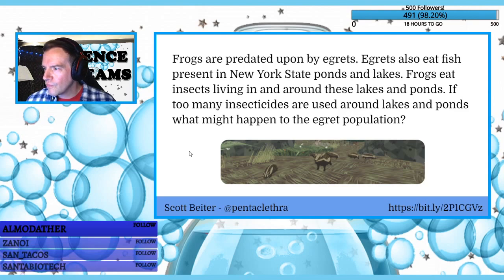So here is a statement, or a question actually, from the New York State Regents exam. Now, I don't want to get all caught up on testing, but this is the level of analysis and the reading level that we need kids to be at in 9th grade in New York State. And it makes sense. There are some logical things in here that we need them to be able to pick out and make connections with, right? So frogs are predated upon by egrets. Egrets also eat fish.